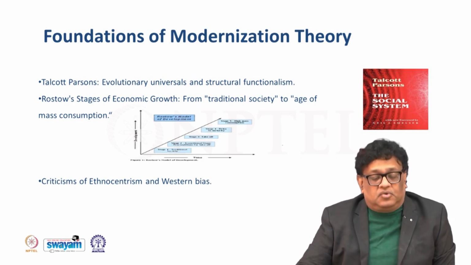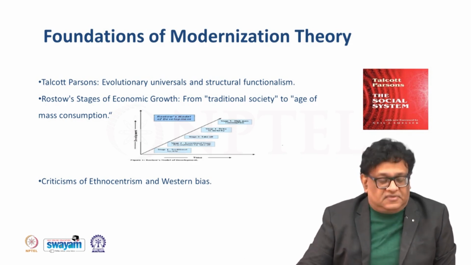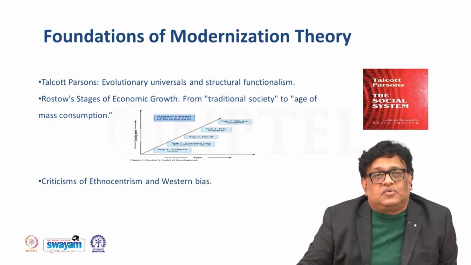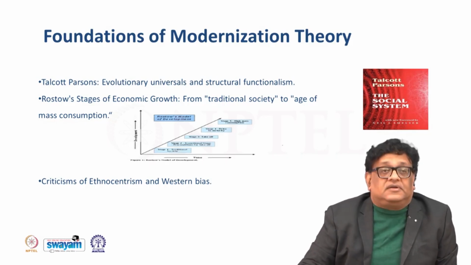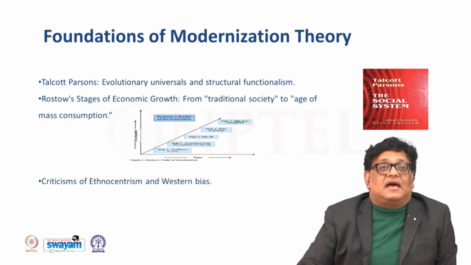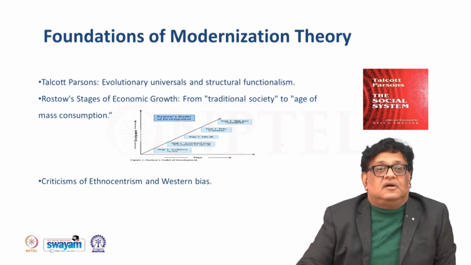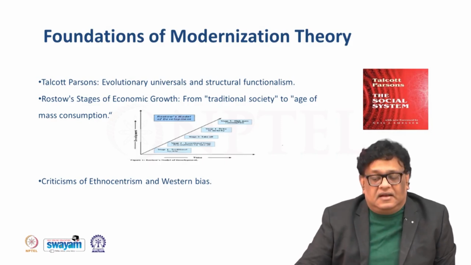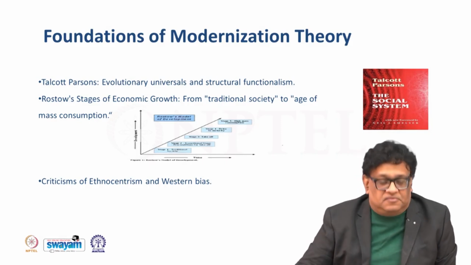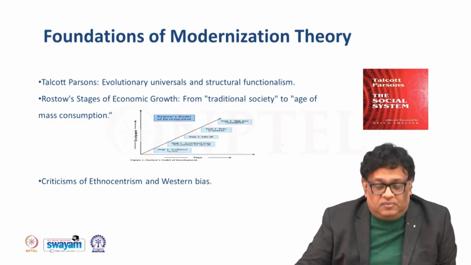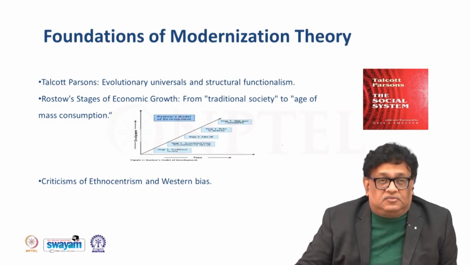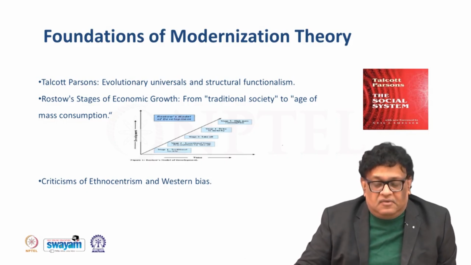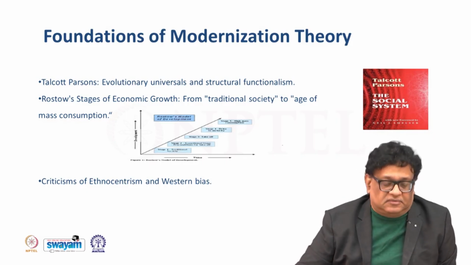Similarly, Rostow's stages of economic growth presented modernization as a sequential process. Rostow proposed 5 stages starting from the traditional society characterized by subsistence agriculture, moving through industrialization and culminating in the age of mass consumption, where consumer goods dominate the economy. His model was particularly appealing to policymakers and development agencies in the global south, as it provided a roadmap for economic development in the global south.